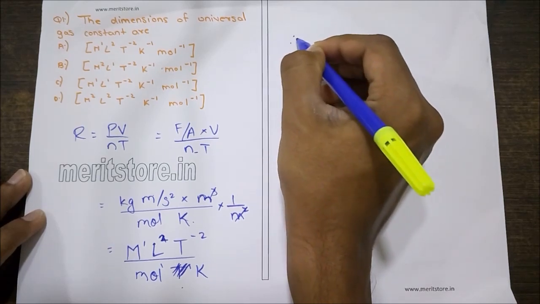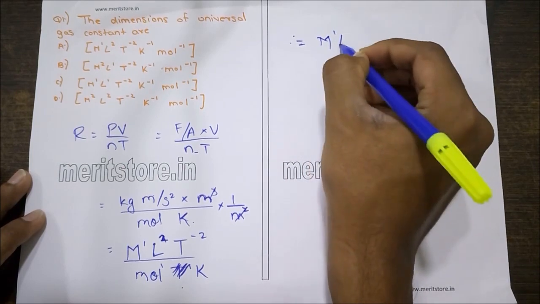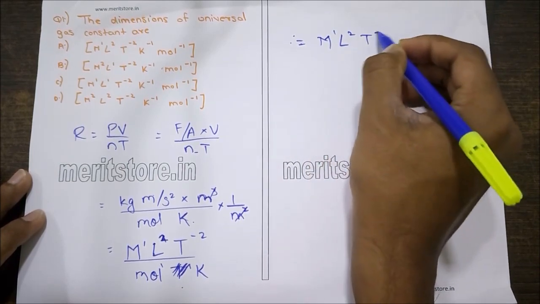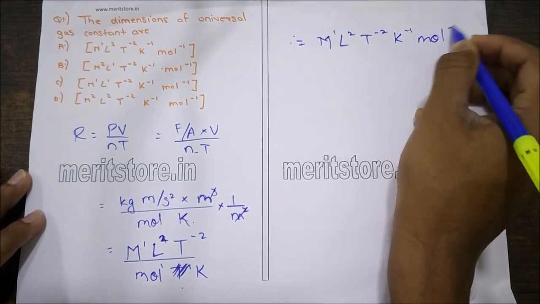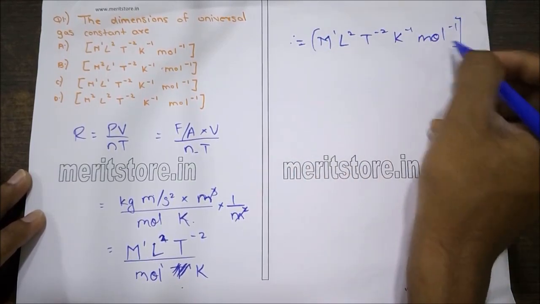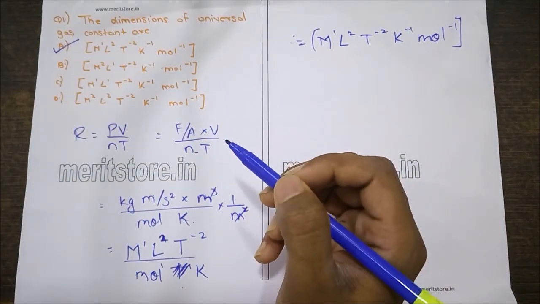So this becomes M raised to 1, L2, T raised to minus 2, K raised to minus 1 and mole raised to minus 1. This is similar to option number A, hence option A is the correct answer.